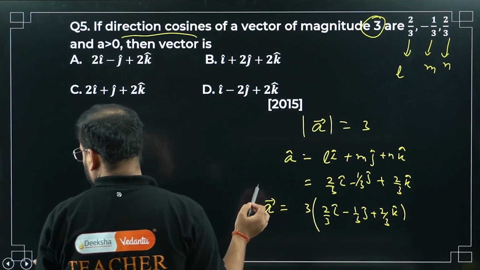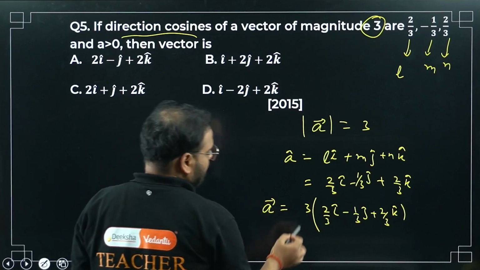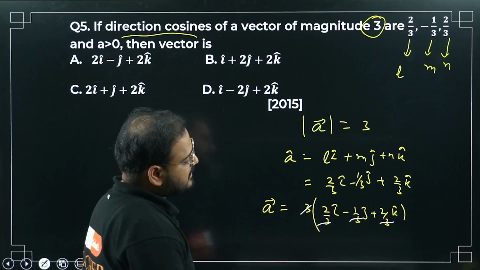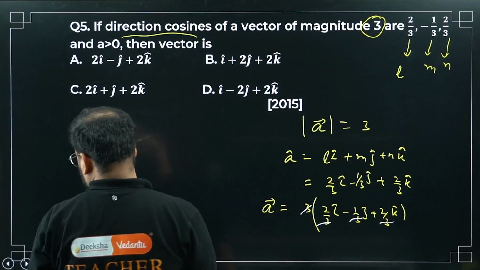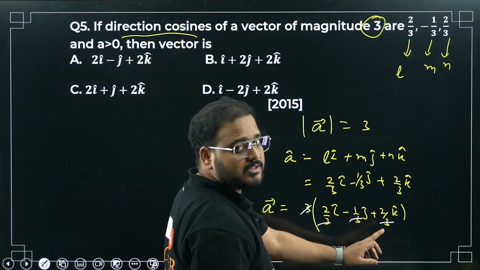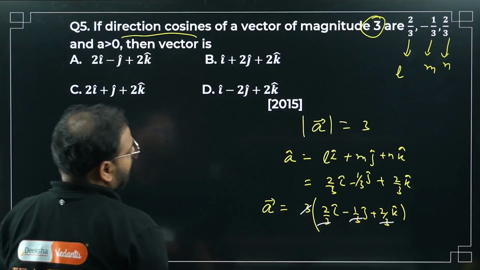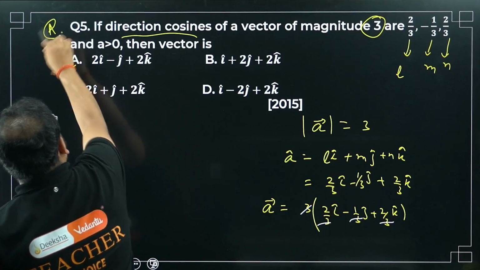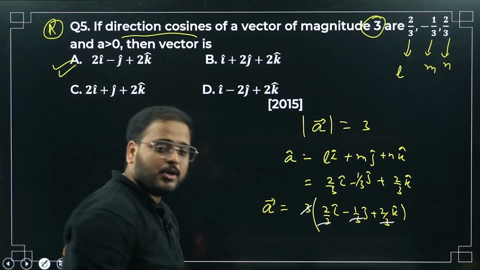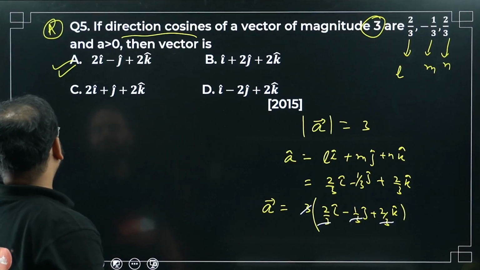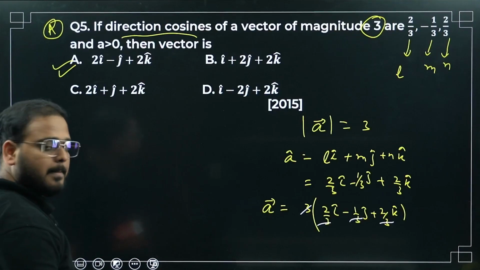Please check over here. We can cross this out. What's the answer going to be? 2i cap minus j cap plus 2k cap. Please check. 2i cap minus 1 into j is simply minus j plus 2k. 2i minus j plus 2k. Option number A is the correct option. Yes, 2i minus j plus 2k. Have a look. Okay, visible?